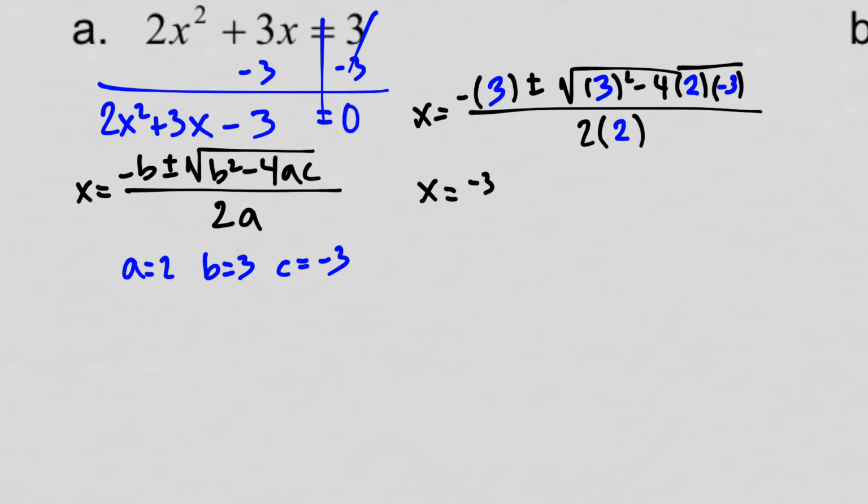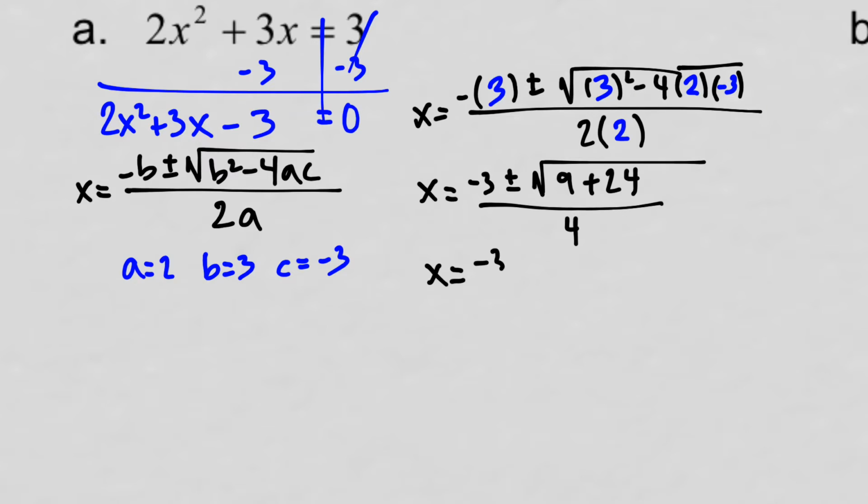X equals negative 3 plus or minus the square root of 9, 3 squared, minus 4 times 2 times negative 3. You can go ahead and multiply these out already. 4 times 2 times 3 is 8 times 3 is 24. But it's a negative times a positive times a negative, so it's going to be positive 24, so 9 plus 24, all over 2 times 2, which is 4. We're going to keep going and simplify this even further, so it's going to be negative 3 plus or minus the square root of 33, all over 4. And it looks like we are done.